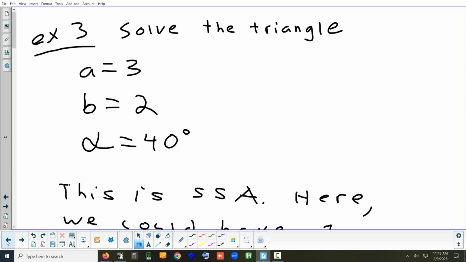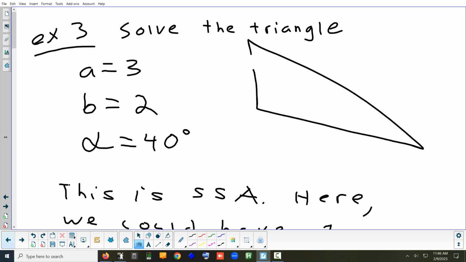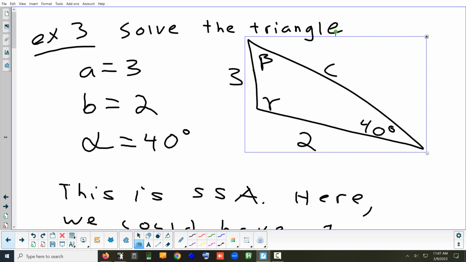Let's sketch it. So we're going to put A and alpha, and put B on the bottom, beta, C, gamma. Okay, definitely that is side side angle, because you know 2 of the sides and you know an angle, and the angle that you know is not the one between the sides. If it was, that would be SAS. That's a different kind of problem.